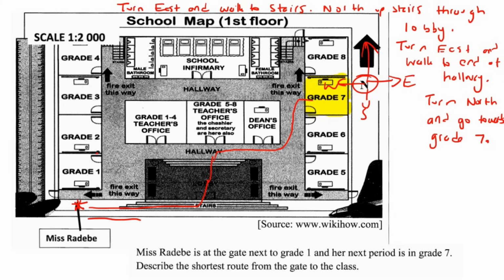Okay, so that's what she would do. She would go east. Let me just do this for you nicely. She would go east over here, then should go north, then should go east, and then should go north. Okay, let's do another one.